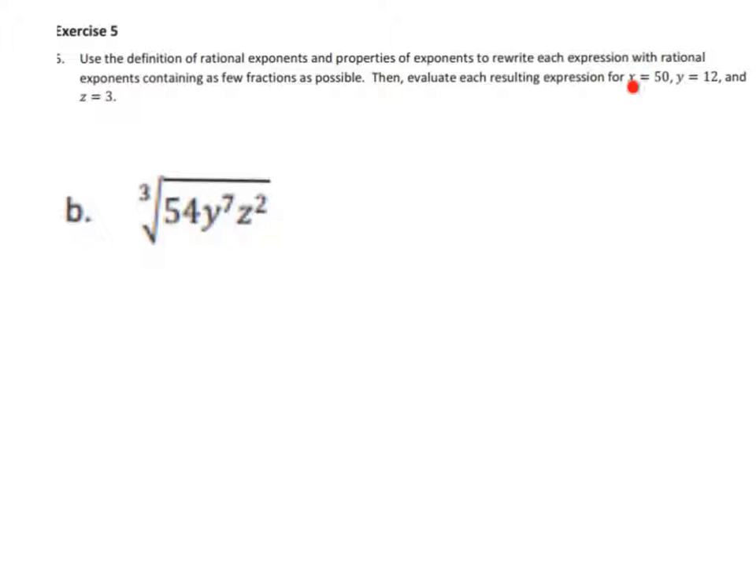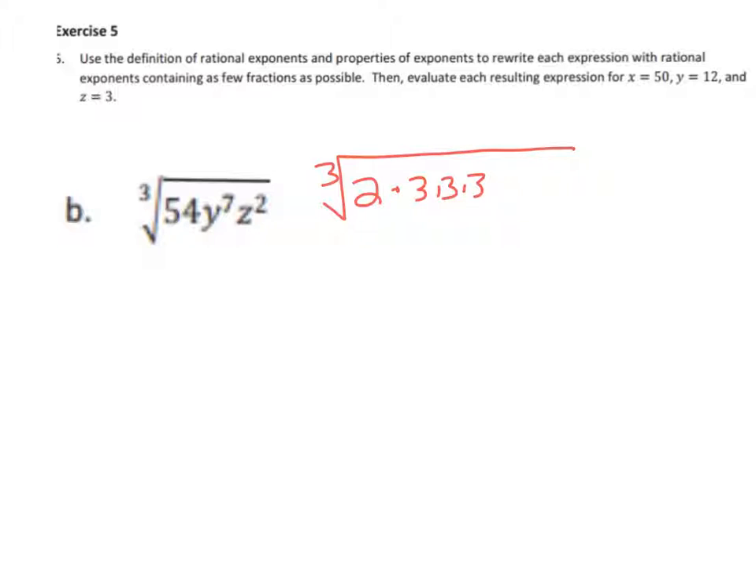But basically, we're going to write this whole problem as an outer expression and then evaluate when x is 50, y is 12, and z is 3. So if I take the cube root of this whole thing, let's bust this thing up. I've got the cube root. 54 is 2 times 27, and 27 is a perfect cube. It's 3 times 3 times 3.